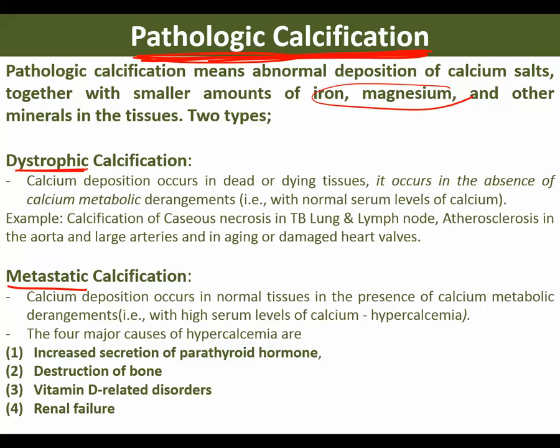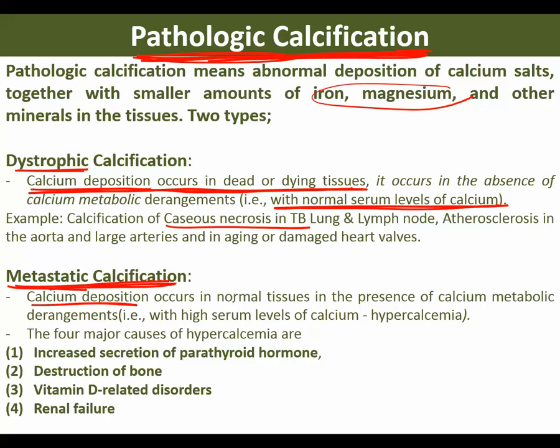In dystrophic calcification, the calcium deposits in the dead or dying tissue, which means the necrotic tissue. Here the serum calcium levels will be normal. For example, in fat necrosis the calcium gets deposited, or in caseous necrosis the calcium gets deposited. Whereas in metastatic calcification, the calcium deposition occurs in the normal tissue.